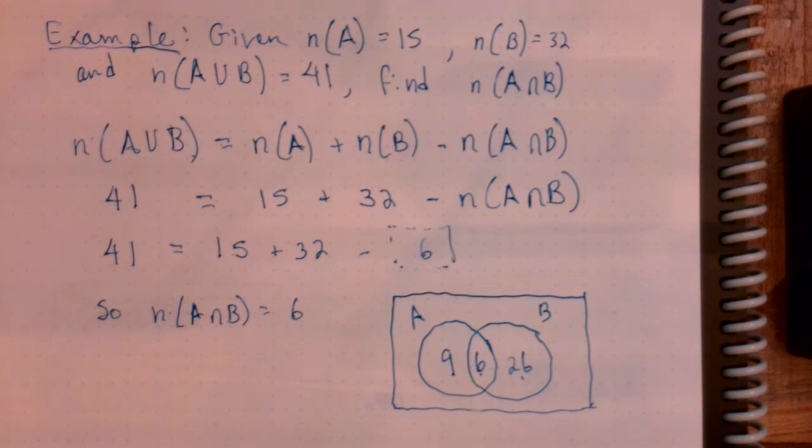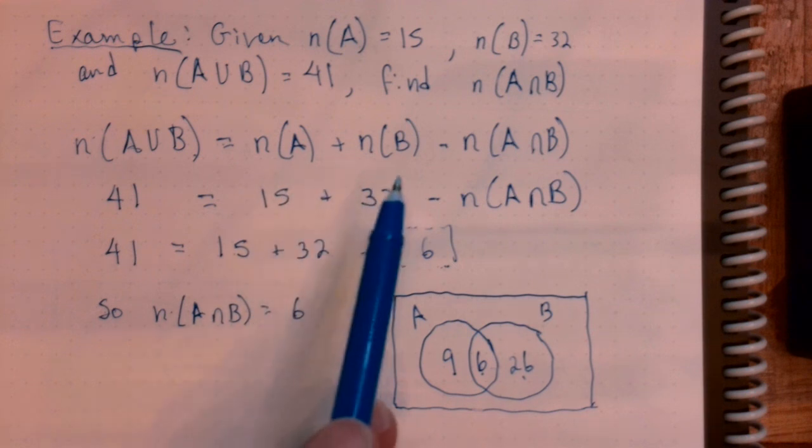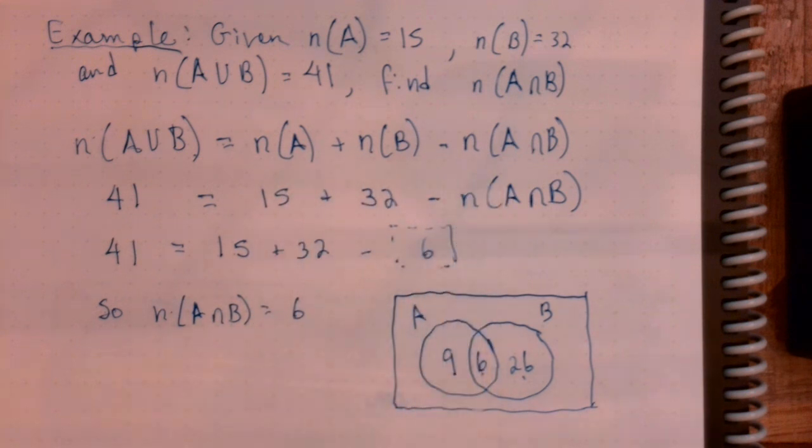So the key takeaway for this section is relating the number of things in the union to the number of things in each individual set minus the overlap. That's an important principle. We're going to have another video where we do a couple more examples of survey problems and filling out Venn diagrams like this.